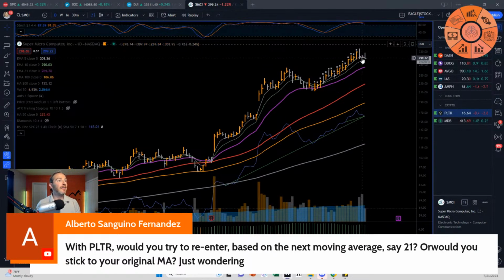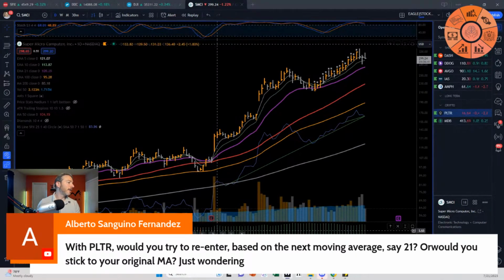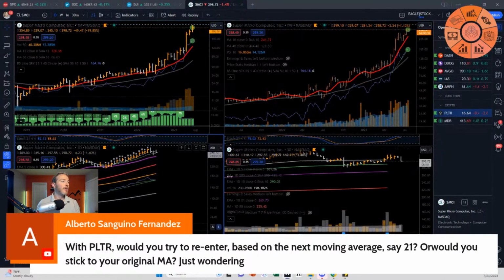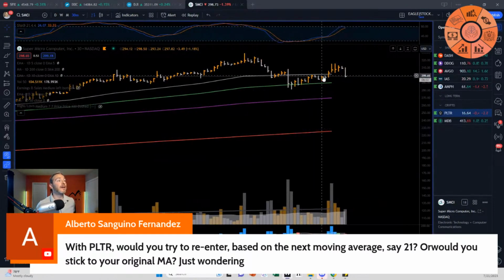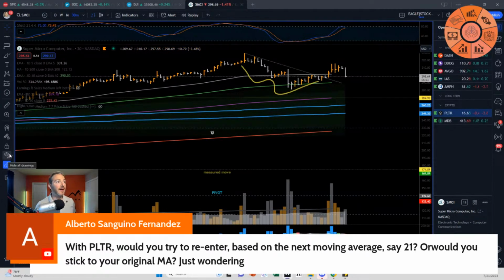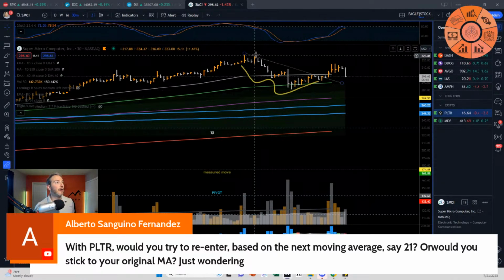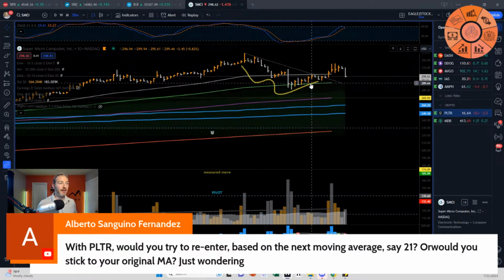One of the reasons why, so SMCI was on my radar for a reentry yesterday. The reason why I did not take this one, and it looks like it was a good idea to not take it. At first, I was kicking myself. I should have tried this one, but I'm glad that I stuck to my rules and did not. So here's what I saw yesterday on SMCI. I saw it make this little double bottom, right? A double bottom. It has the essence of the double bottom.